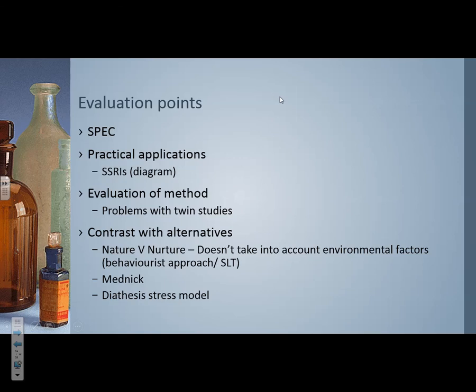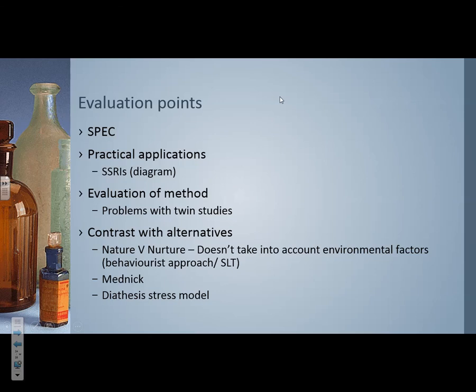So a weakness of the biological approach is that it doesn't take into account environmental factors. And so it's only on the nature side of the nature-nurture debate. And then there are 3 different examples that you can use, and you can choose any of them. You can talk about the behaviourist approach and social learning theory, and you're flipping the evaluation point on its head. So for the previous ones, you said it's a problem that when you've considered aggression, they've not considered testosterone. This time, the biological approach would consider testosterone.